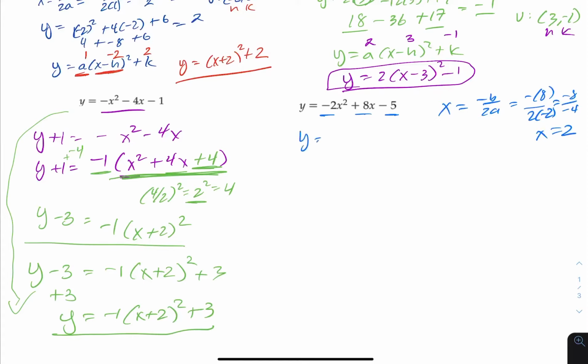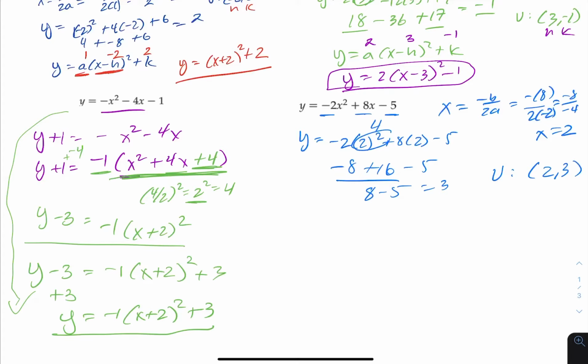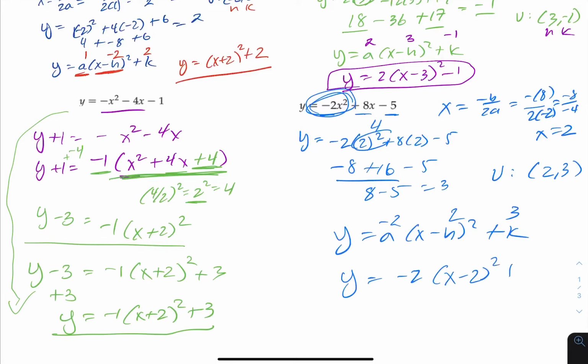So to find the y, you sub it in. That's a 4. So I get negative 8 plus 16 minus 5. Negative 8 plus 16 is just 8, minus 5 is 3. So my vertex is (2, 3). So I'm putting it into the formula. My vertex is (2, 3), and my a is the exact same as this one up there, negative 2. So y equals negative 2 times (x minus 2) squared plus 3. That's it in vertex form.